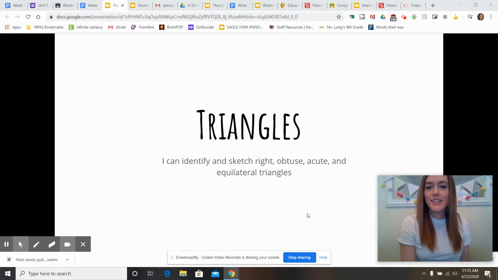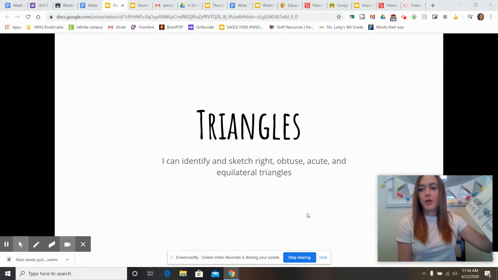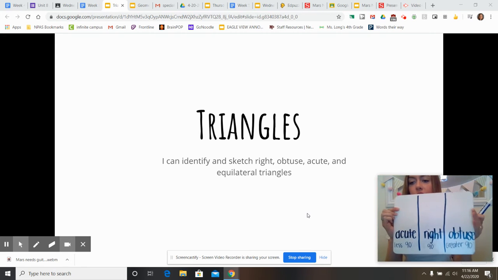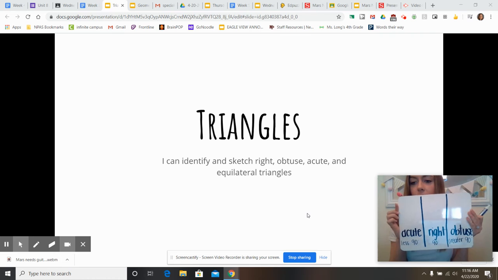So the first lesson is on triangles. And we've worked with triangles this year, but we're going to be identifying and being able to sketch right triangles, obtuse triangles, acute, and equilateral. But first, I wanted to do some quick review of those terms, right? So we have acute, right, and obtuse.